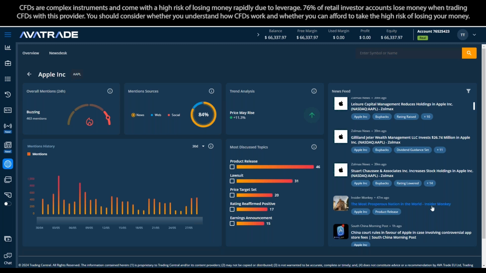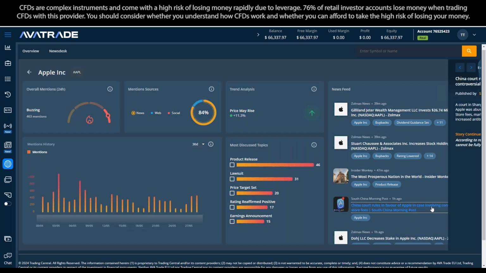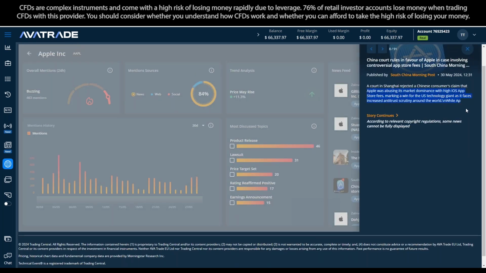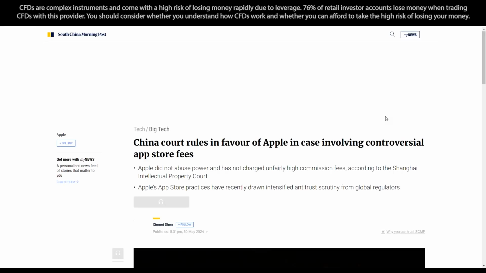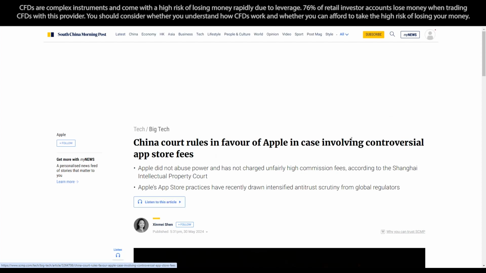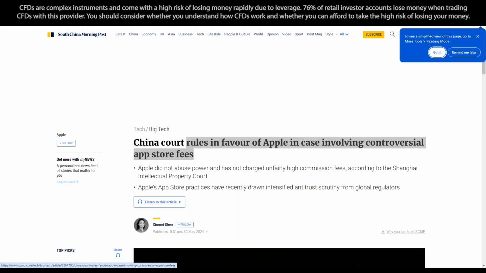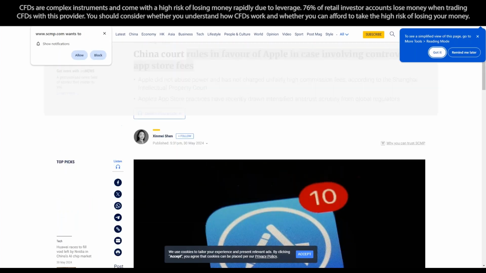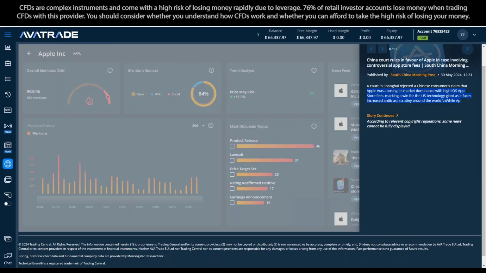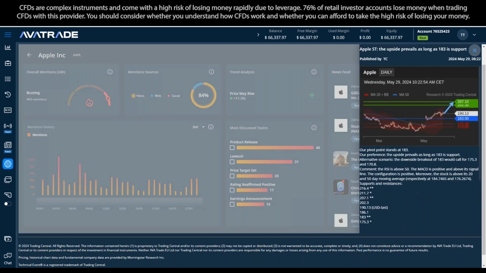And you can click on the link. That brings up a synopsis of the article. And if you want the whole article, you click Story Continues, and there it is. It takes you right to the source. Okay, China court rules in favor of Apple in case involving controversial App Store fees. Well, that sounds like good news for Apple. Okay, you can read the article, find out more about it. And now maybe you have even more reason, if you read a few articles like that, to trust this prediction that you see with the technical prediction.